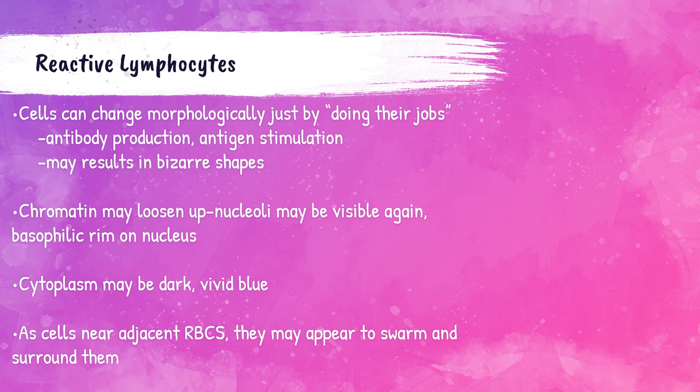Now, reactive lymphocytes are the result of lymphs just doing their jobs. They're constantly working, and they can appear slightly differently than a normal mature-looking lymph in the bloodstream. They may have a basophilic colored rim on the nucleus, so this is like a dark or blue color on the rim of the nucleus. The cytoplasm can turn a bit darker, and they can also swarm around blood cells if they are adjacent to them in the blood smear.